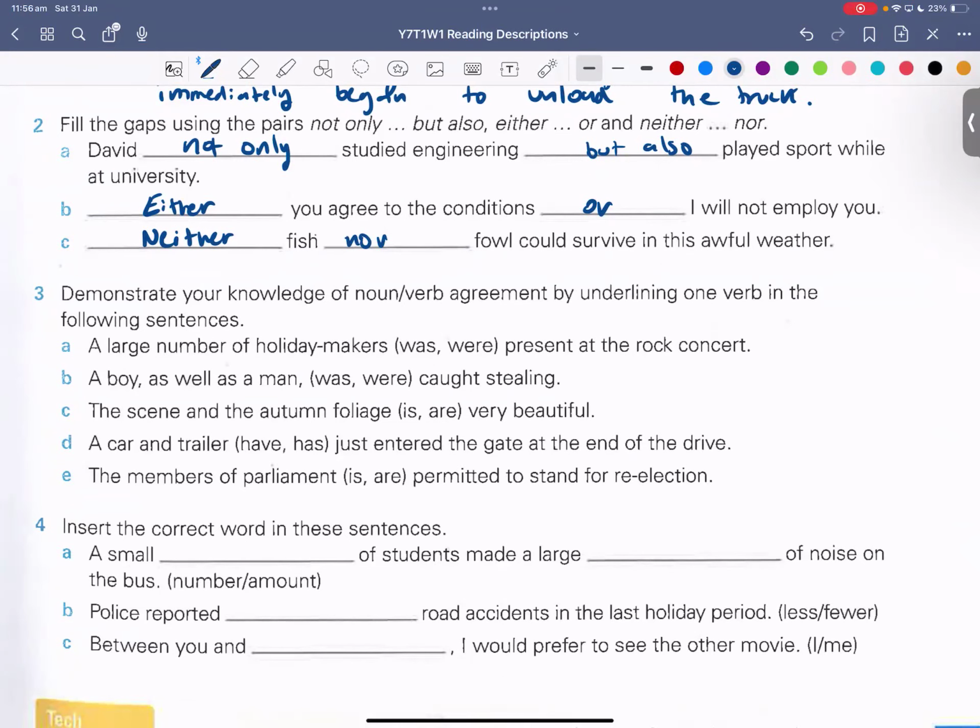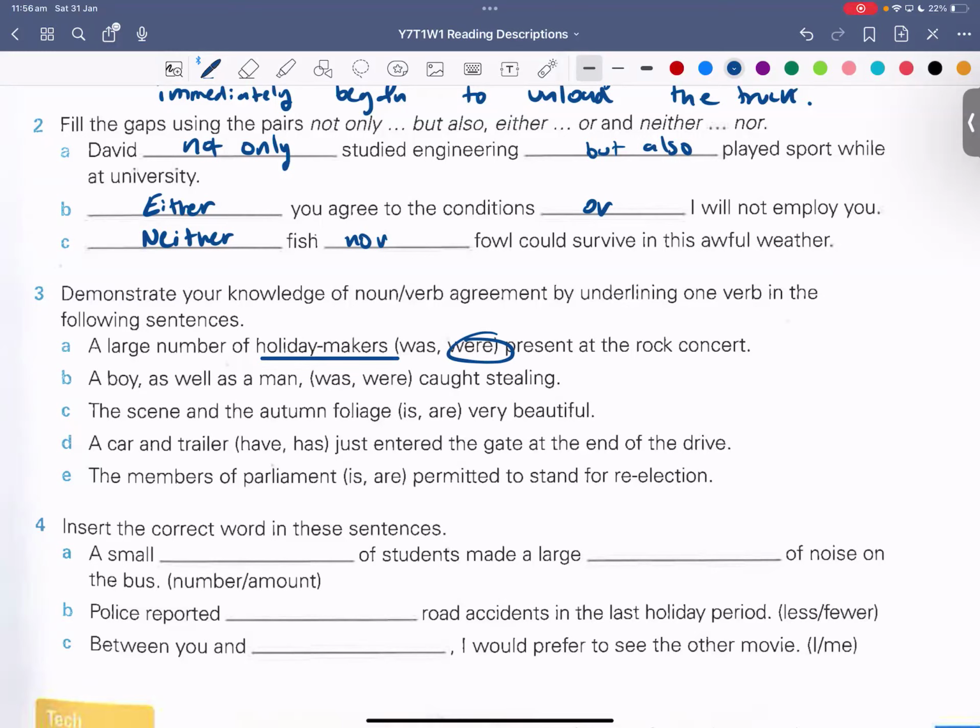Okay, from the start, a large number of holiday makers. So we're looking at plural and singular. Can you tell me which one and then what was the subject? Were, and what was the subject? So that's a plural descriptor. What was the plural subject? Present. Present, no, that's not the subject. That's a verb of what the subject is doing. What is were referring to? Holiday makers. Yeah, there's multiple holiday makers, so it's were.